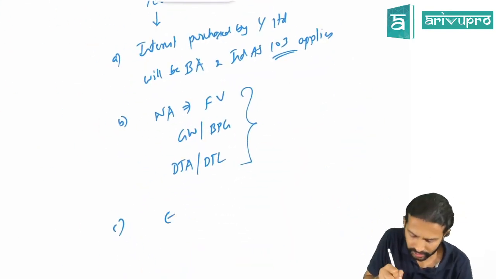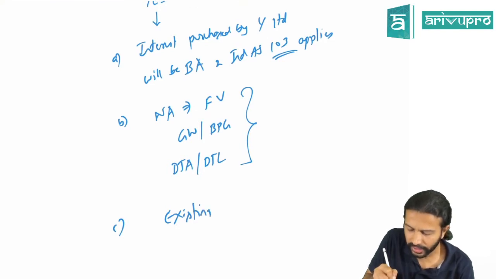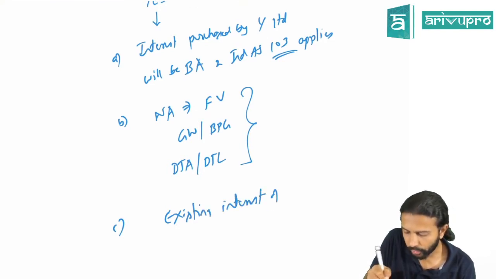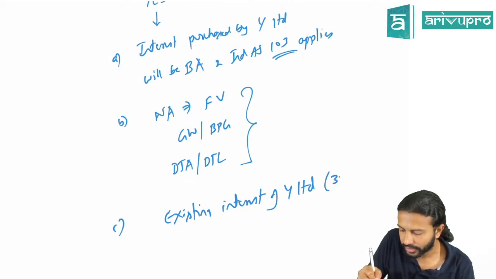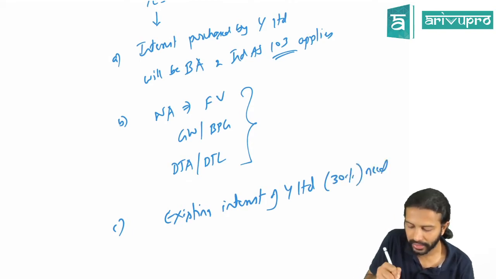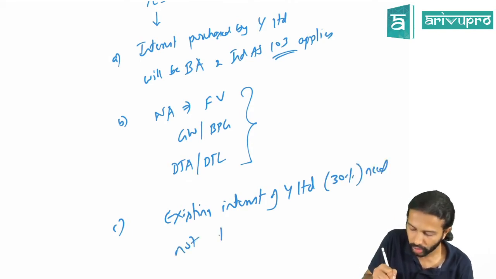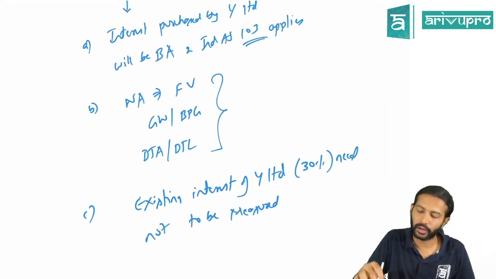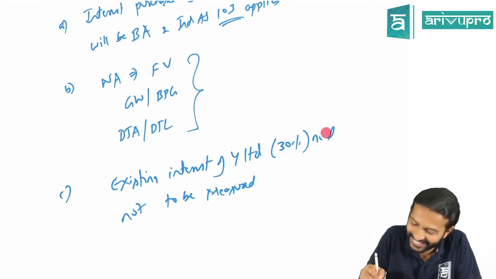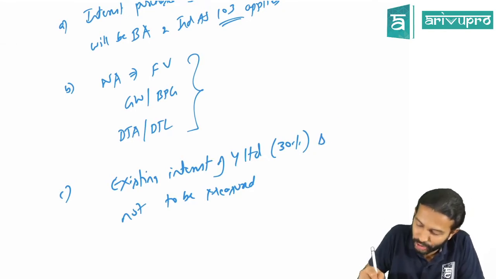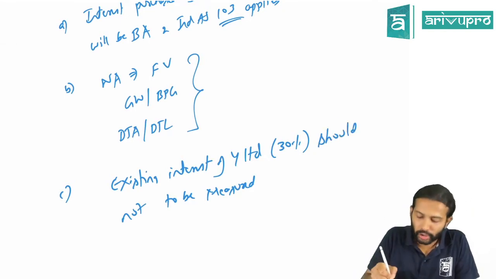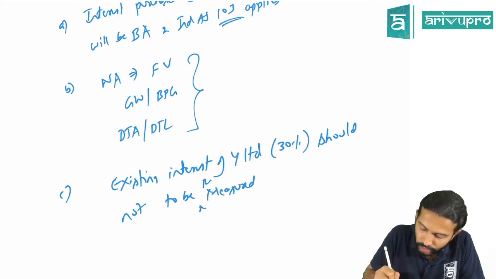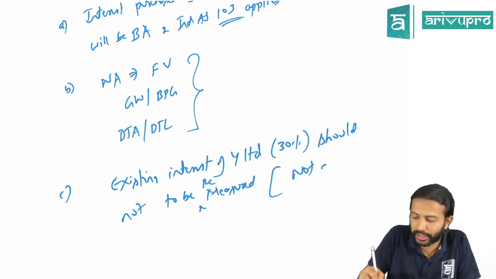Okay, so that's the next point. The existing interest of Y Limited, in my example 30%, need not be remeasured. Should not be remeasured, in fact. Need not really means should not, because the standard is saying you should not remeasure that. So this is not a step acquisition. That's what I'm trying to say.